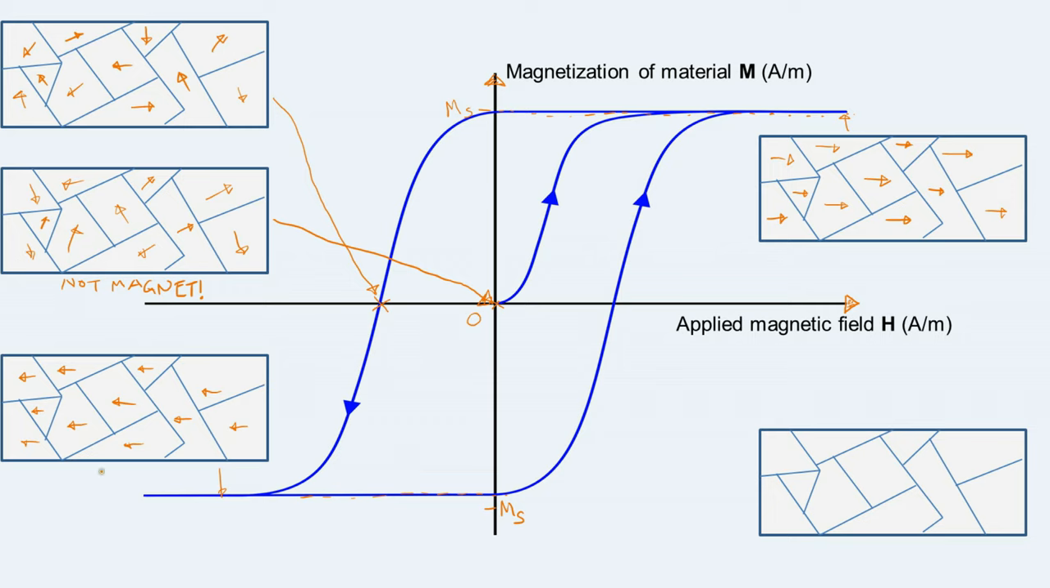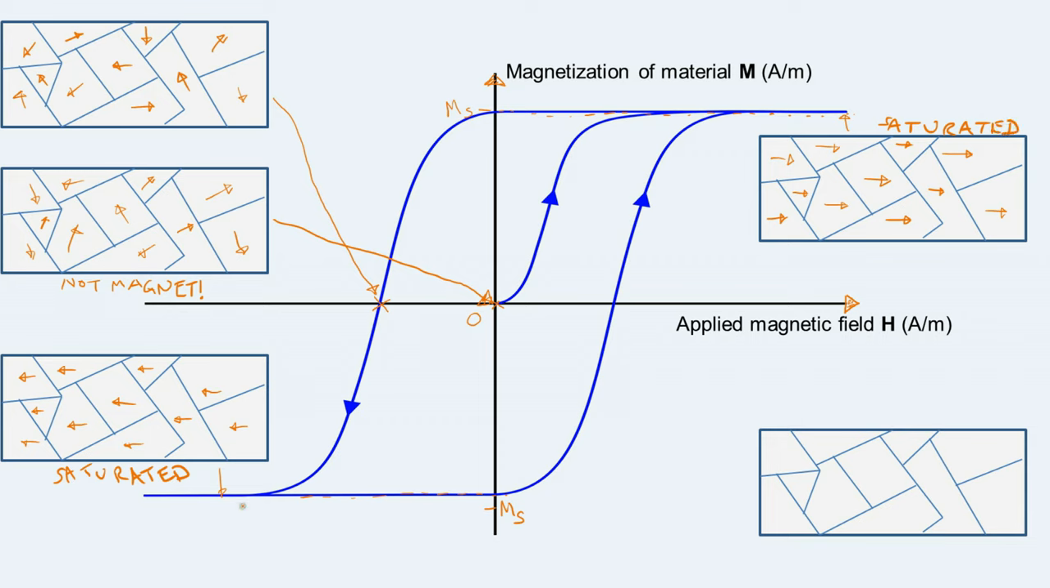This is another saturation point, and it doesn't matter if we keep applying that external field to the left and getting it bigger and bigger and bigger, there are no more magnetic domains that can be aligned, so it's already saturated. So I'm going to call that saturated, and this one that we looked at to begin with is also saturated, so we'll add that label there as well.